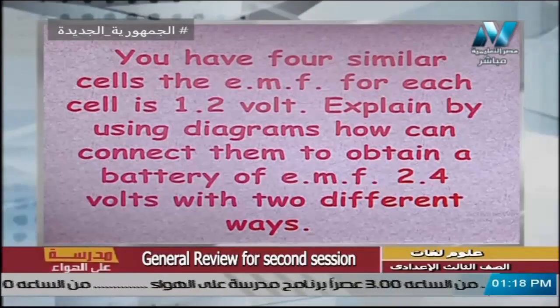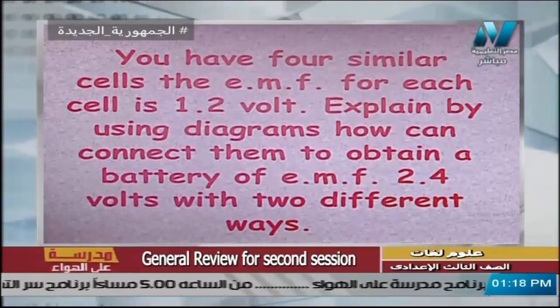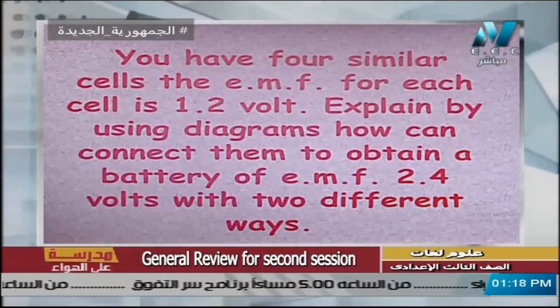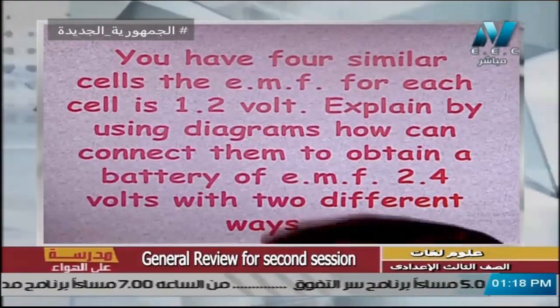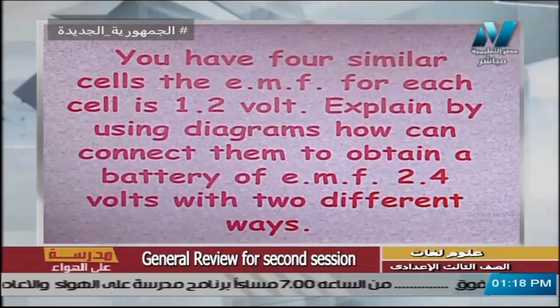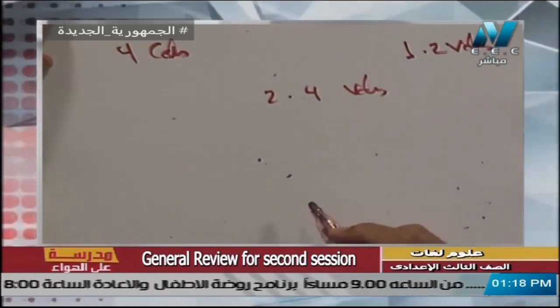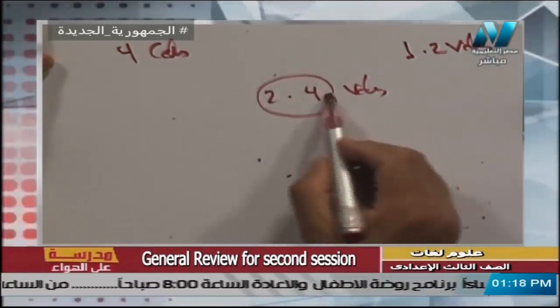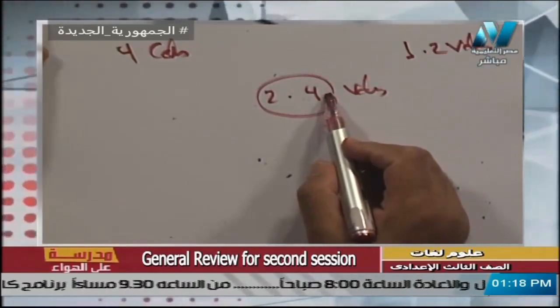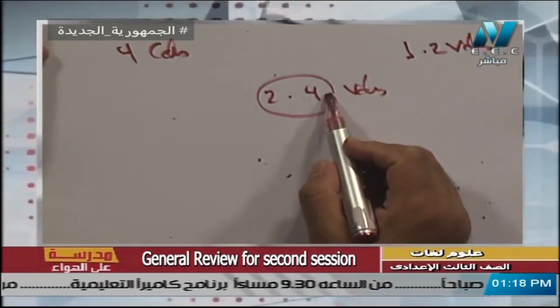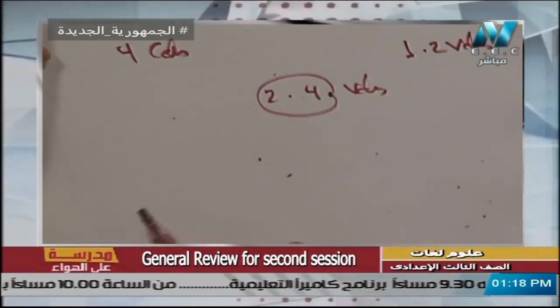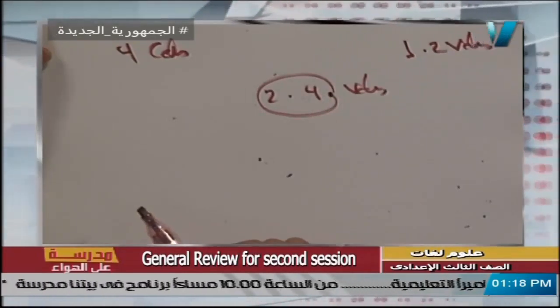طب انت فعلا عندك 4 similar cells والواحدة منهم 1.2 فولت. طب نكتب على جنب كده إن هم 4 cells عشان ما ننساش، كل واحدة 1.2 فولت. أنا عايزهم يدوني 2.4 فولت. طب هم 4 cells لو وصلتهم كلهم سيريز هيبقى مجموعهم 4.8. انت عايز 2.4 يعني عايز نص القيمه بالظبط. واتفقنا بكده لما يكون عايز نص القيمه أنا بستخدم إنهم 2 بارالل و2 سيريز أو 2 سيريز و2 بارالل.